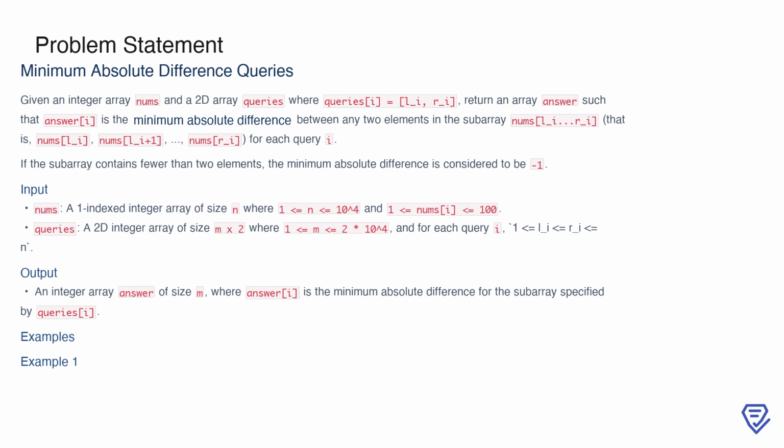The input includes two main components: nums, which is a one-indexed integer array of size up to 10,000, where each value ranges between 1 and 100, and queries, which is a 2D array of up to 20,000 queries. Each query specifies a range within nums that satisfies the constraints 1 <= L_i < R_i <= n. The output is an array answer of size m, where each element corresponds to the result of a query.